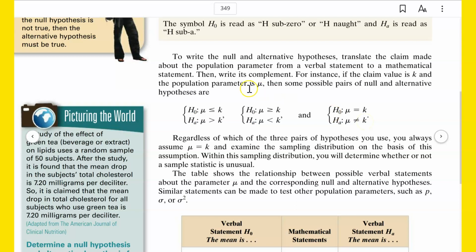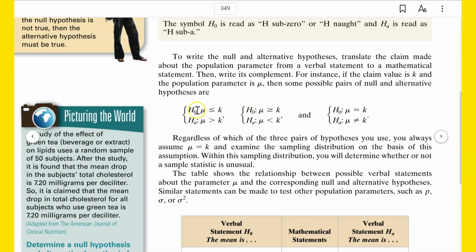Okay? The claim doesn't always have to be just equals. It could be greater than or equal to, or less than or equal to. In other words, they could say at least 50. Maybe they say the mean gas mileage of these cars is at least 50. Then H0 would be mu is greater than or equal to 50. And so HA would be the opposite of that, which is mu is less than 50.